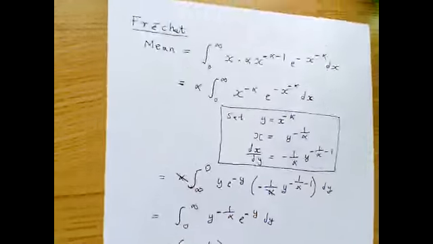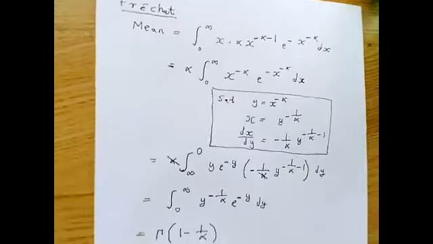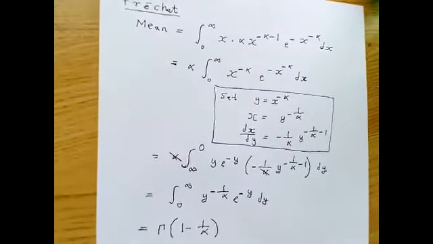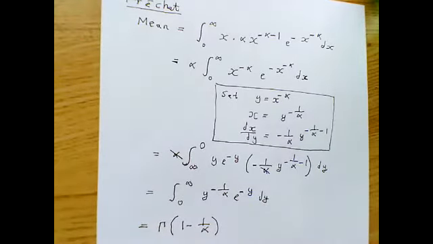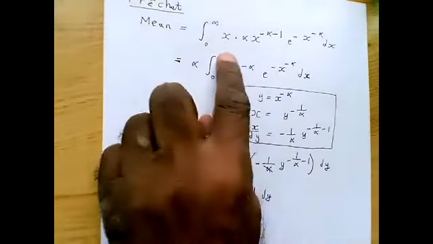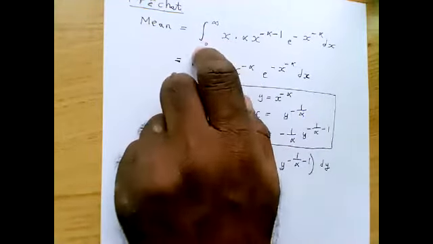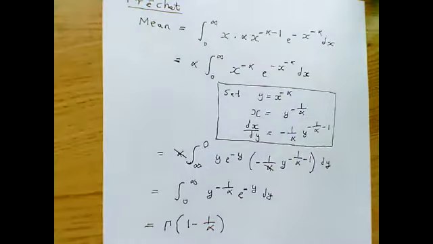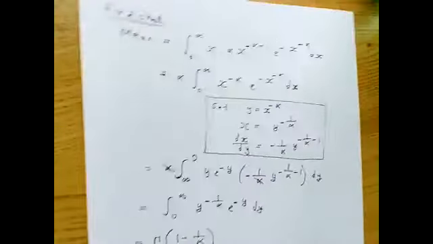So this is the answer to the Frechet type. I've derived the mean of the Frechet distribution by taking the integral from 0 to infinity of x times the density function. The next thing is the variable type.